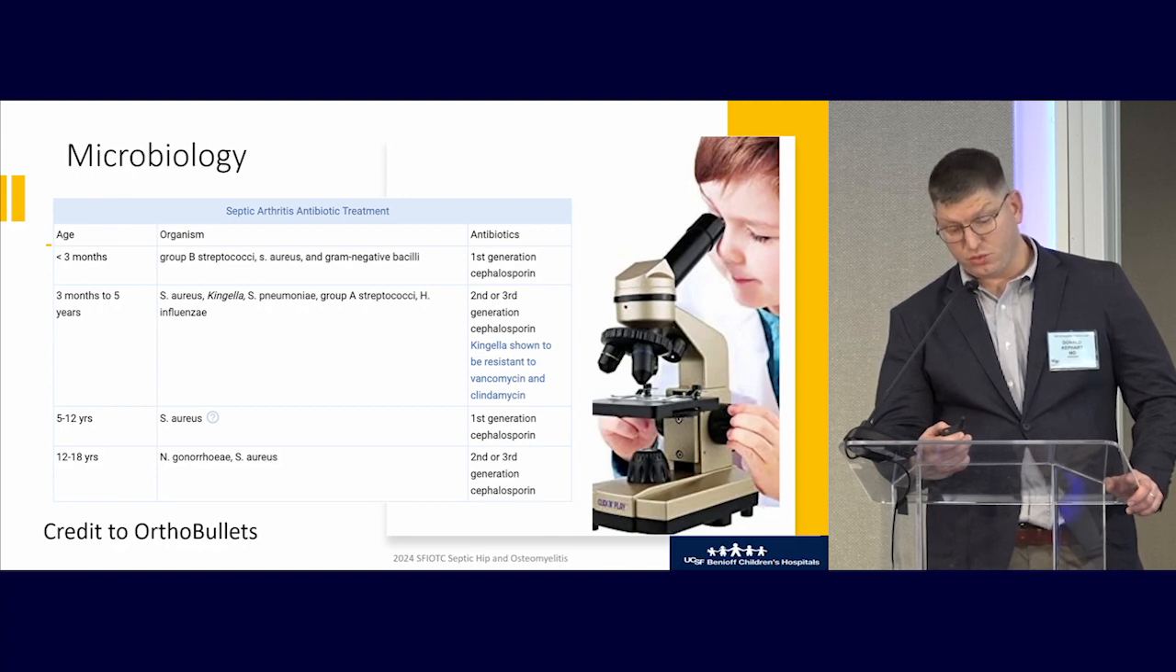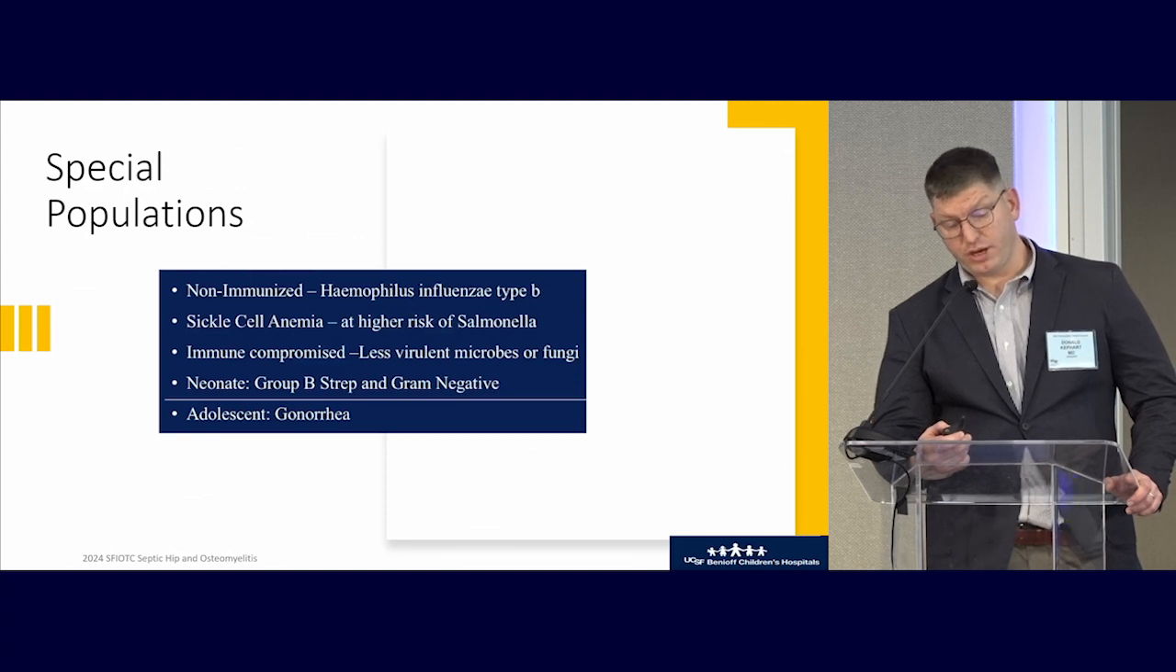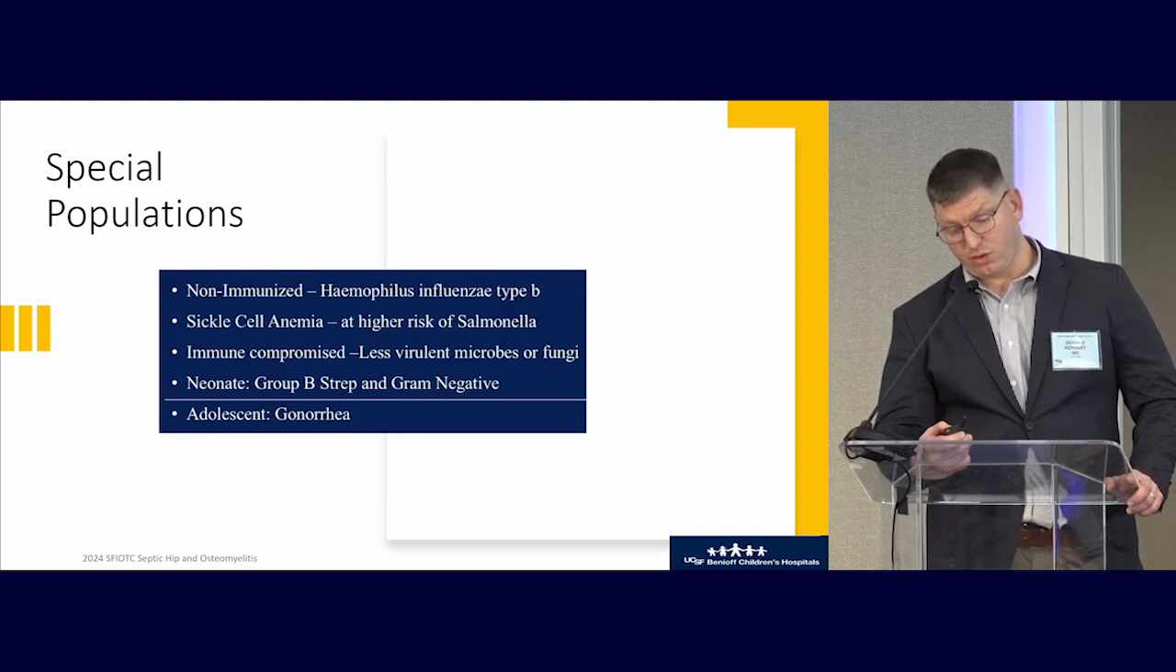Age 5 to 12, Staph aureus is most common, and then in older children you have to watch out for Neisseria gonorrhoeae. In children who are not immunized, you have to watch out for Haemophilus influenzae type B. Children with sickle cell are at a higher risk of salmonella. However, Staph aureus is still the most prevalent. For immune-compromised children, fungus or less virulent microbes can also be causative. And then adolescents, again, with the gonorrhea, the unique aspect of gonorrhea is that it can often be treated just with antibiotics alone, not with surgical debridement.